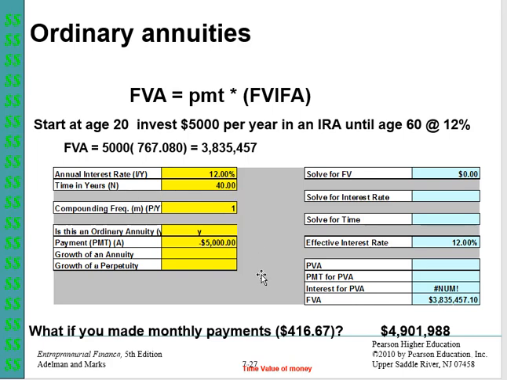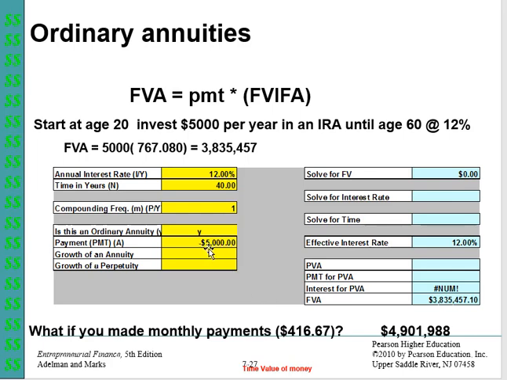So we go to our time value of money spreadsheet again. We need to get rid of the future value and present value numbers that might be there. And then we enter 12%, 40 years. We're using annual cash flows because it's $5,000 per year. And down here where it says payment, we're investing $5,000 a year, so that's negative $5,000. If you look for the future value of an annuity, this is going to grow to $3.8 million.